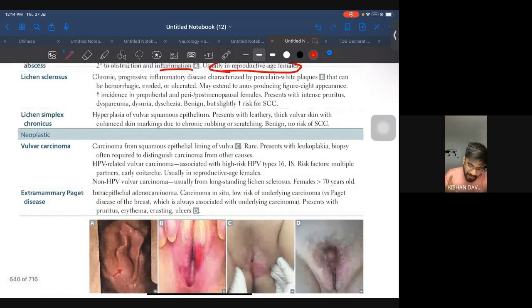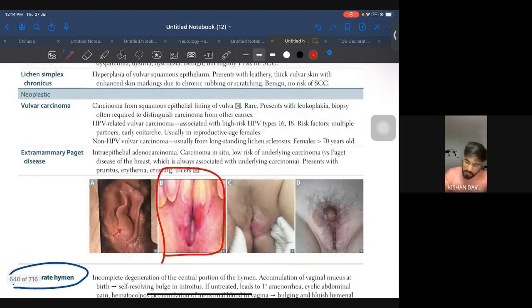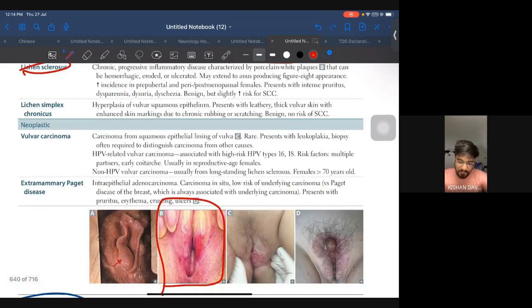In UL, they gave the image about this lichen sclerosis. They gave this image. So remember the image. Based on that, you will be asked.